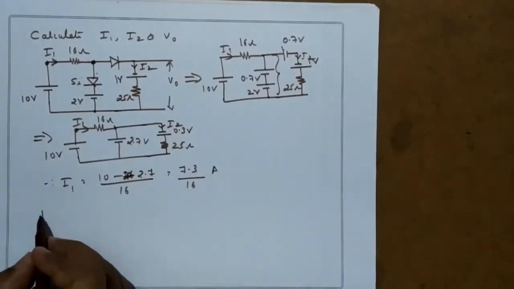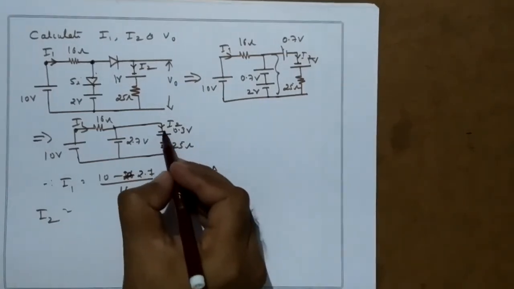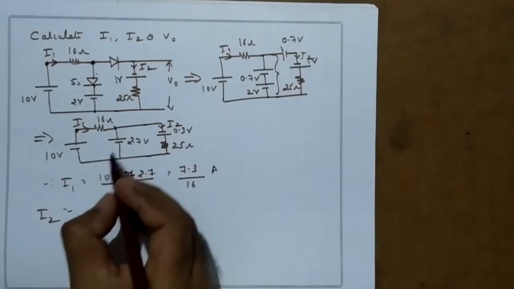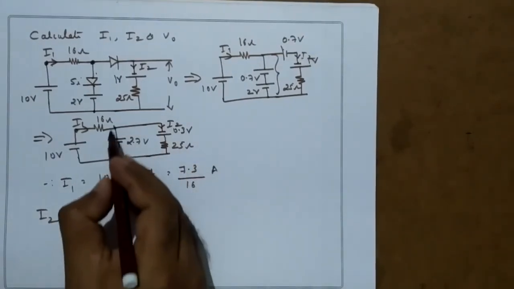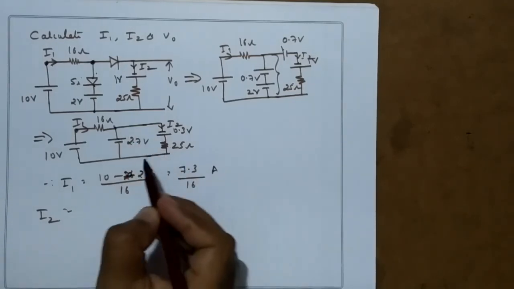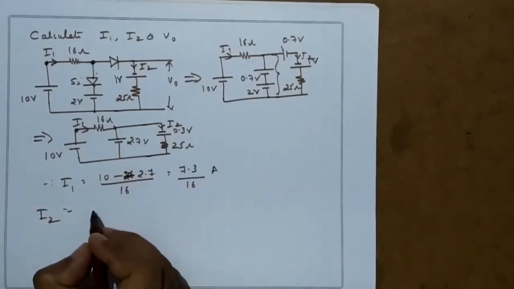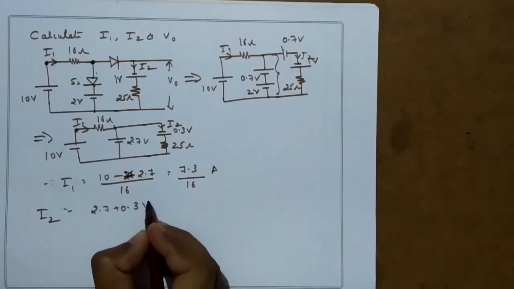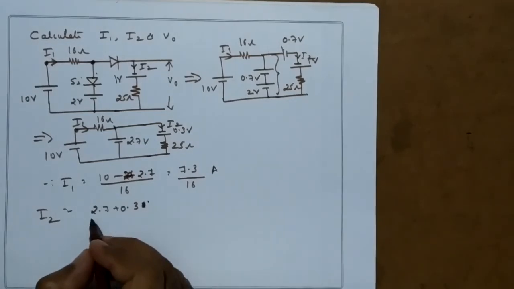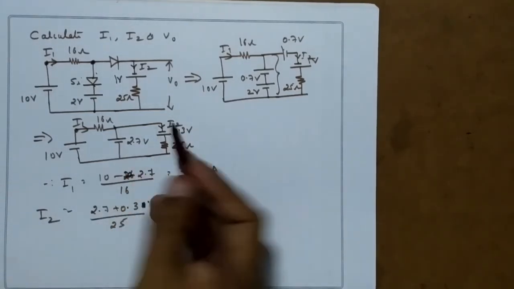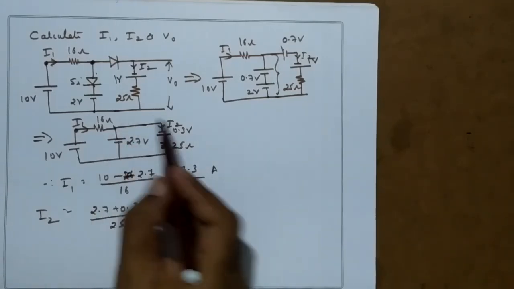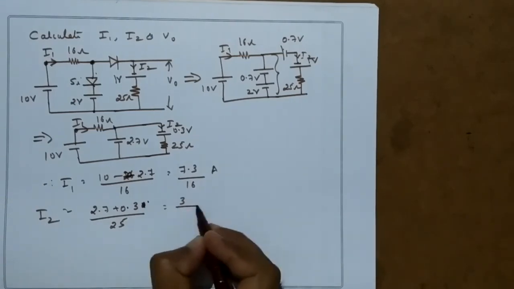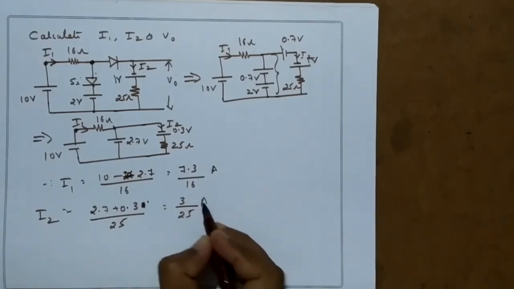Okay, now how to calculate I2? I2 will be the current here. So you apply KVL here. Okay, this is 2.7. If you have only this loop, this is positive, this is negative. So those will get added up. So this is altogether 2.7 plus 0.3 divided by 25. I is equal to V by R. In this loop, V is 2.7 plus 0.3 divided by R. This is equal to 3 divided by 25 amperes.